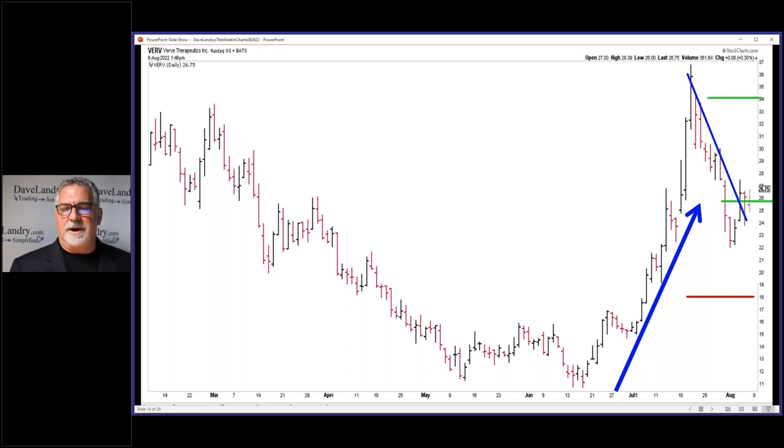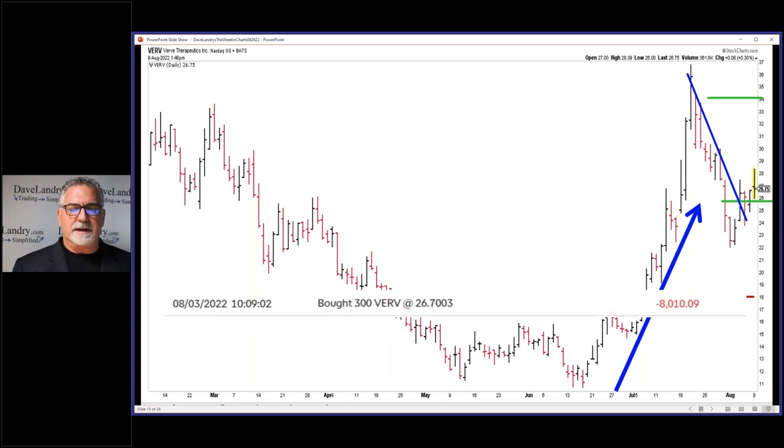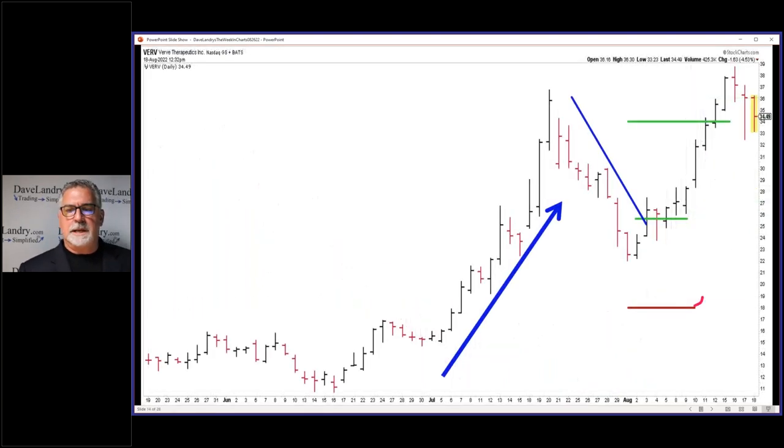Anyway, so very wide stop, and you can see it didn't do a whole lot at first. And there's my buy right there. So I bought 300 in this one particular account. And you could see that it did rally up to the IPT.